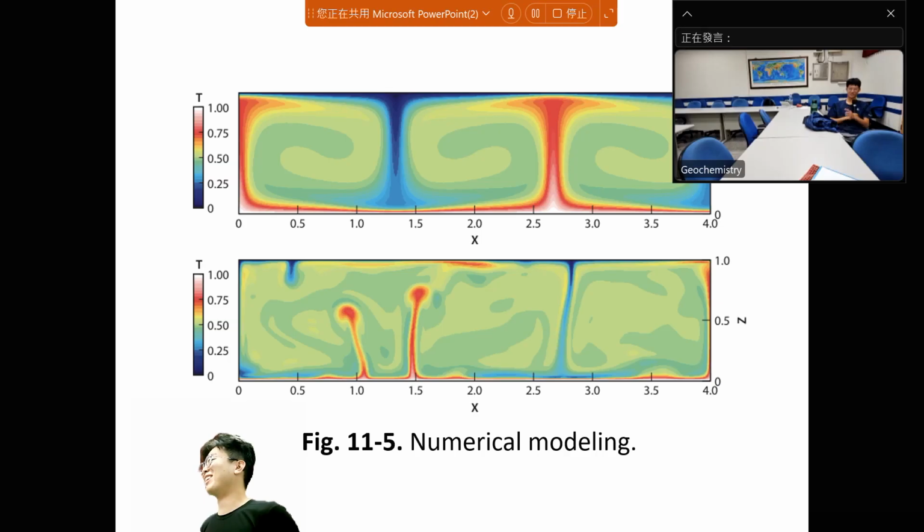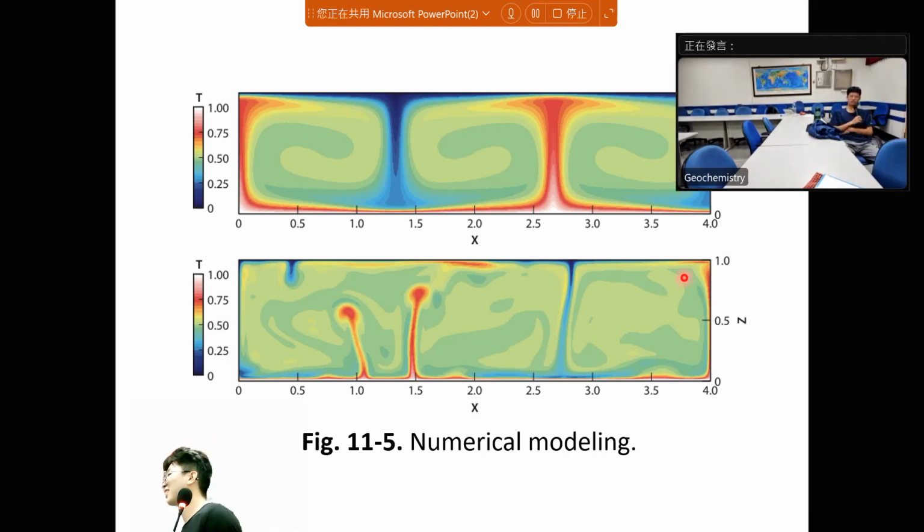Can you explain this figure? As far as I know, I think this represents the Rayleigh number. The lower figure compared to the upper one has a higher Rayleigh number. What the figure is trying to tell us, I think, is that the higher the Rayleigh number is, the more vigorous the convection will be, and it's getting more chaotic. You can see the lower one is more messy compared to the upper one.